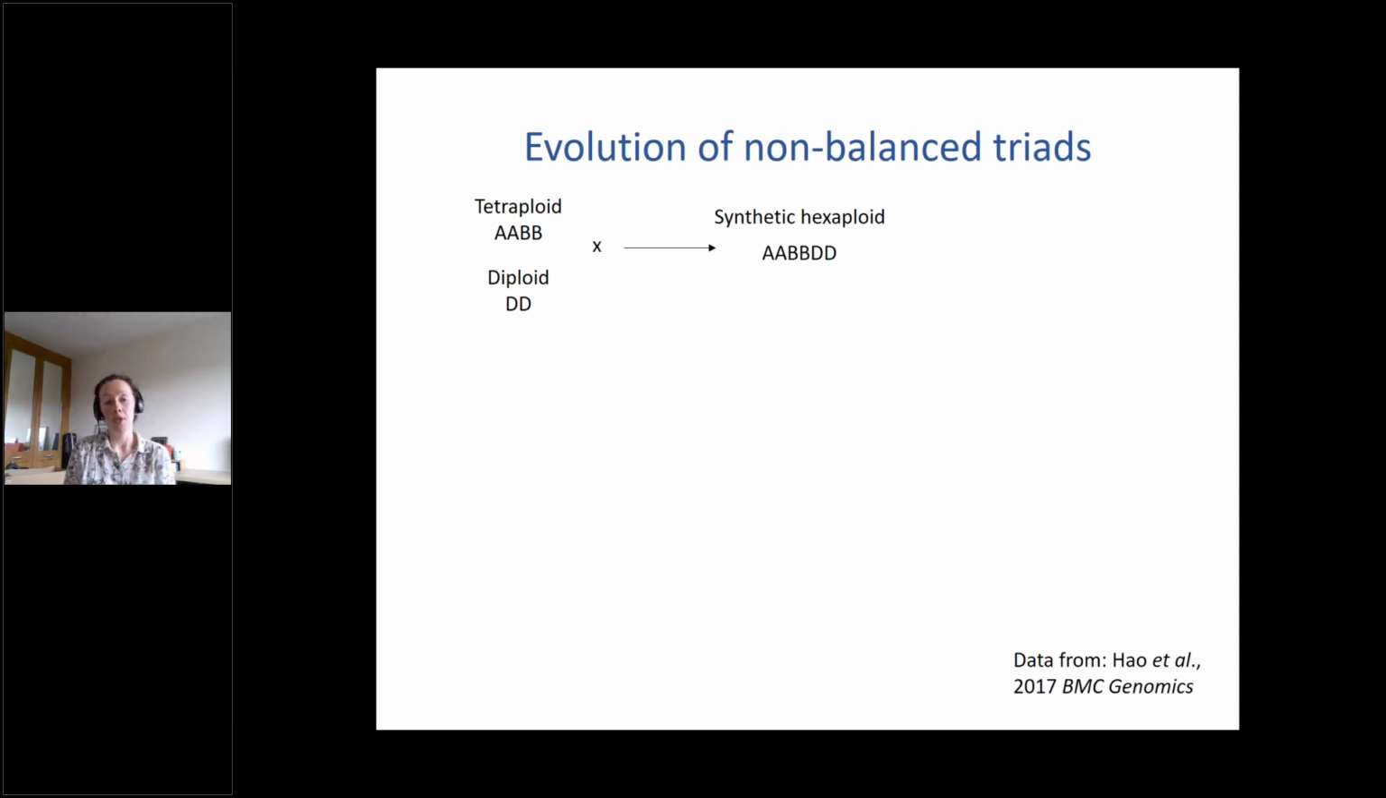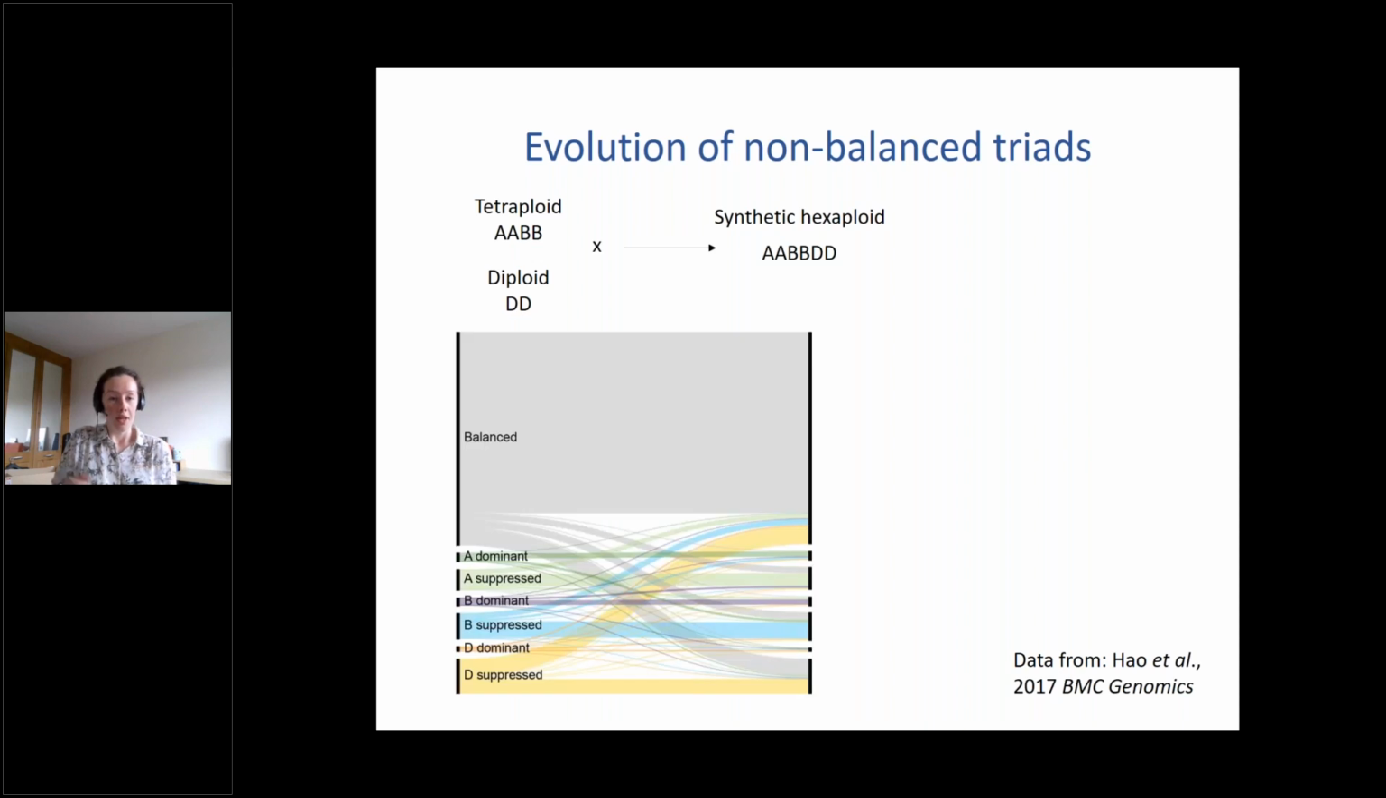So we could compare what you would expect to see in terms of expression level by adding up the tetraploid and diploid expression level, and comparing to see how that really looks compared to what happens in the synthetic hexaploid wheat. And this is what happens. So in general, triads that were balanced in the ancestral species remain balanced in the synthetic hexaploid. So the A, B, and D copies had a similar expression level.